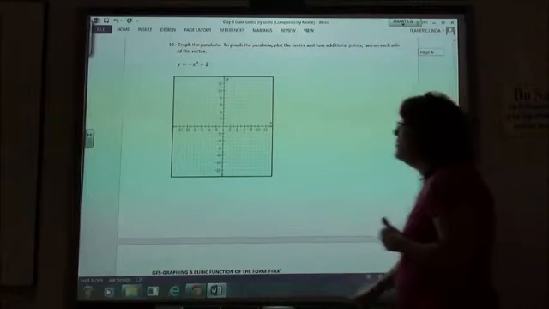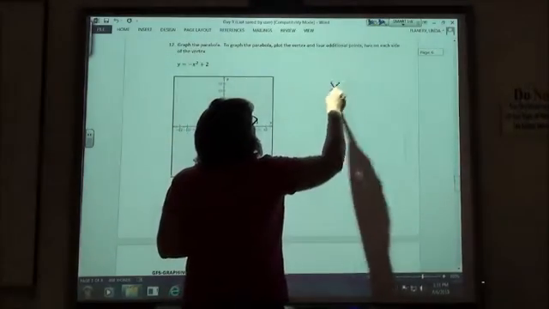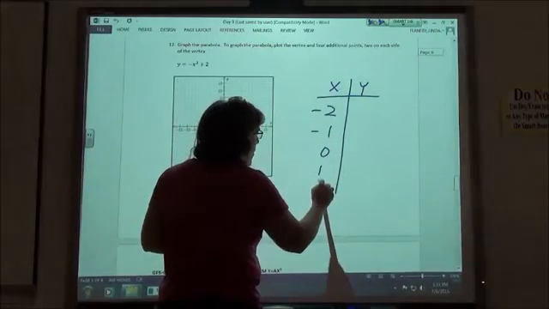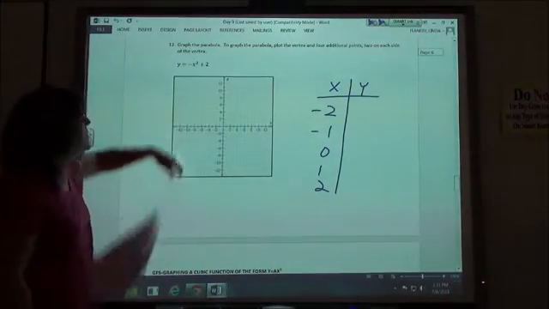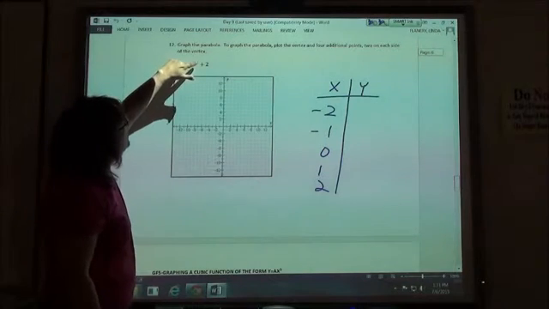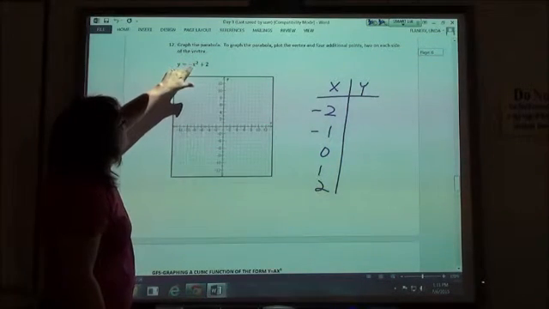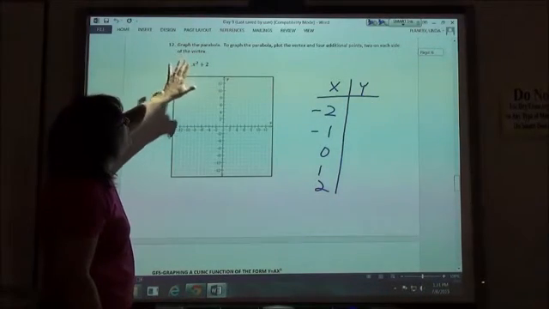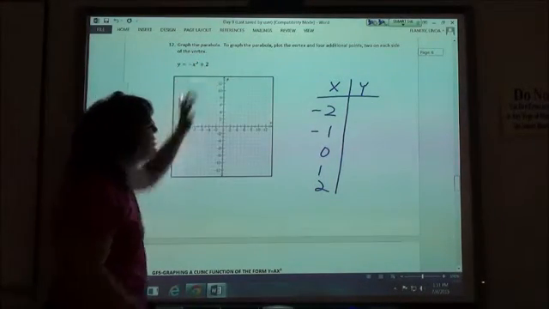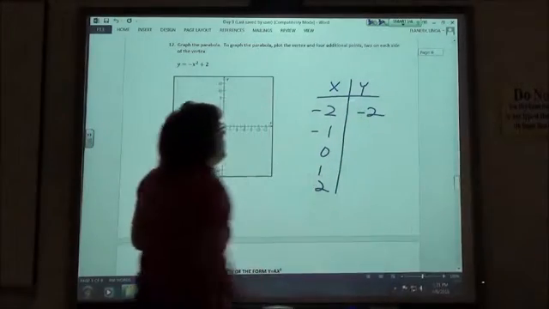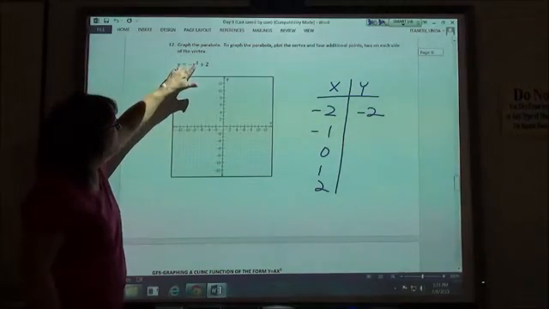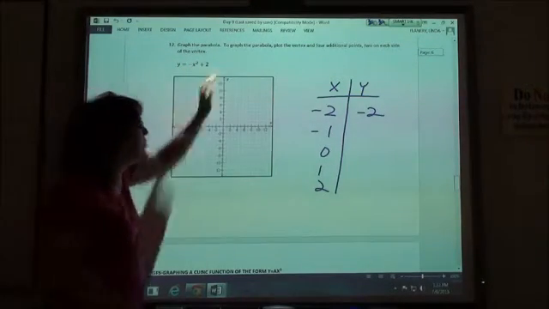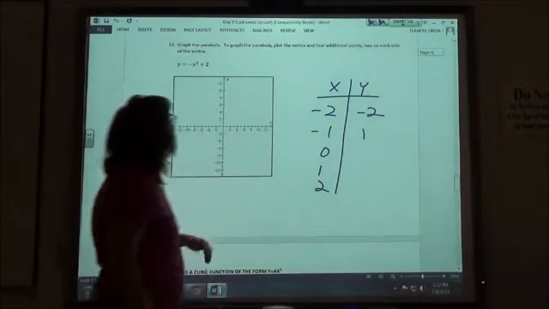And number 12, same kind of thing. If I make my table, -2, -1, 0, 1, and 2, plug my numbers in. Now make sure you do the exponent first and then apply the negative. So -2 squared is 4, but there's a negative in front, so I get -4. -4 plus 2 is -2. -1 squared is +1, but then I have to apply the negative, so -1 plus 2, +1.